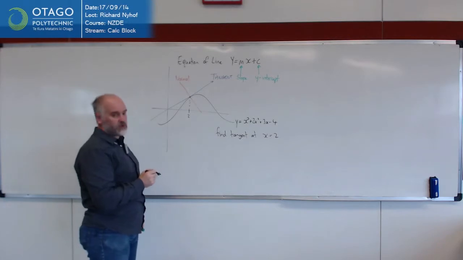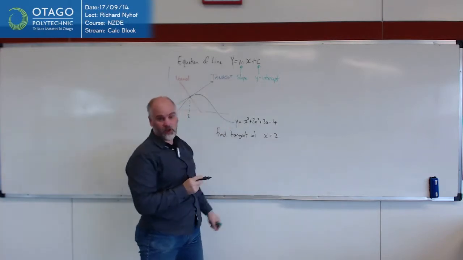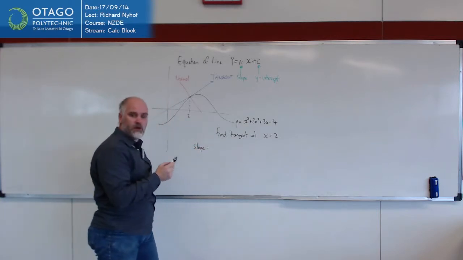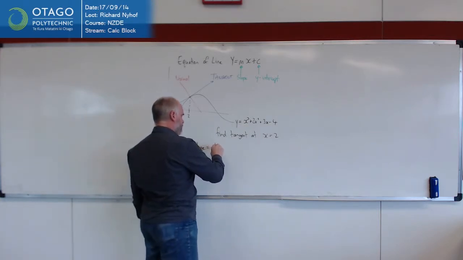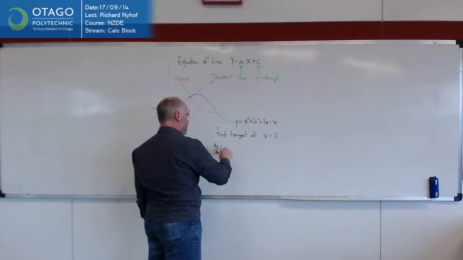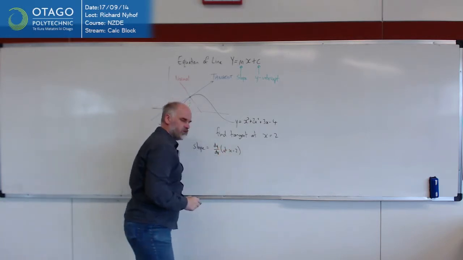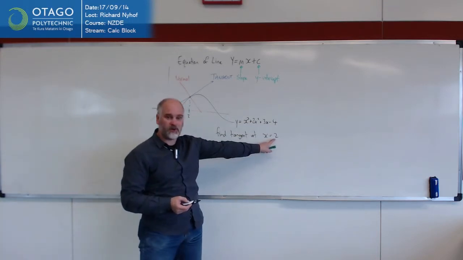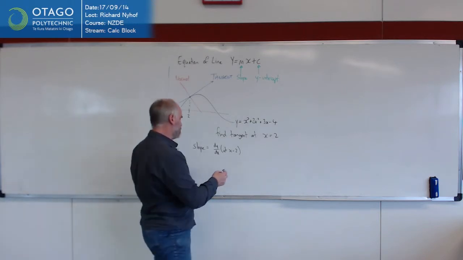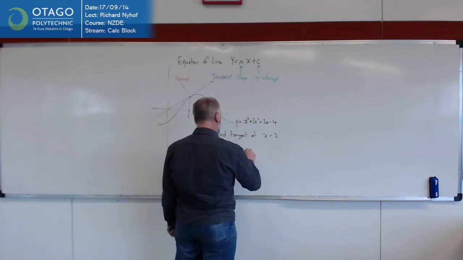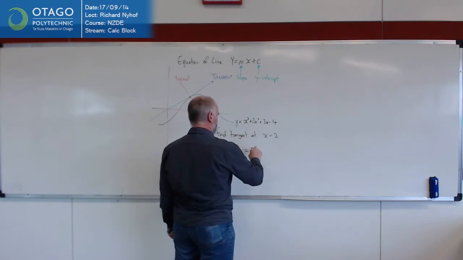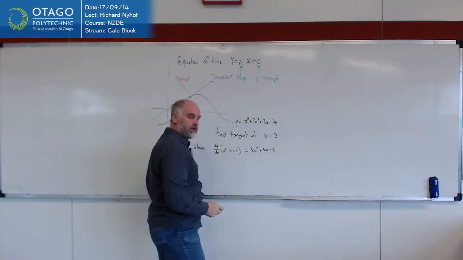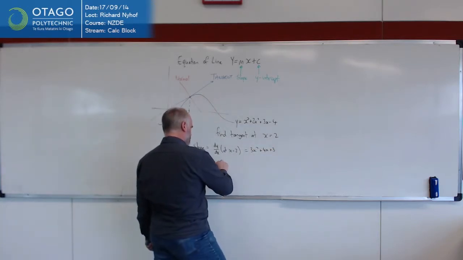The first thing we need to do is work out what the slope is. And the slope is equal to the derivative, so it's equal to dy by dx at x equals 2. We're going to work out what the derivative is, pop the value 2 into it, and that'll tell us what the slope is. So dy by dx, if we differentiate this, we get 3x squared plus 4x plus 3. Evaluate it at x equals 2.